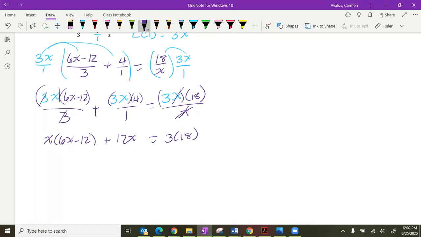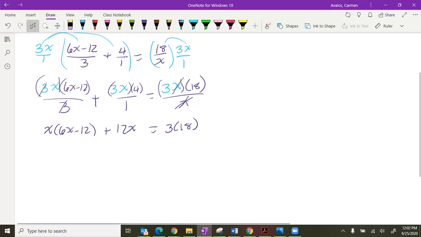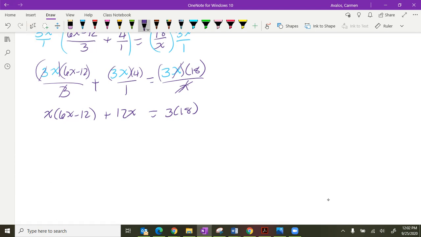Notice how there are no more denominators, so now we just solve it the regular algebra way. We distribute the x, and we get 6x squared minus 12x plus 12x is equal to 54. The minus 12x cancels with the plus 12x, and now we end up with 6x squared is equal to 54.